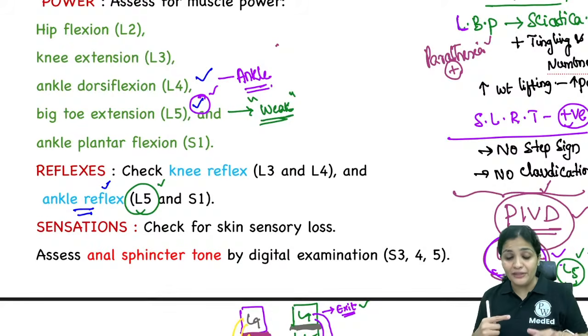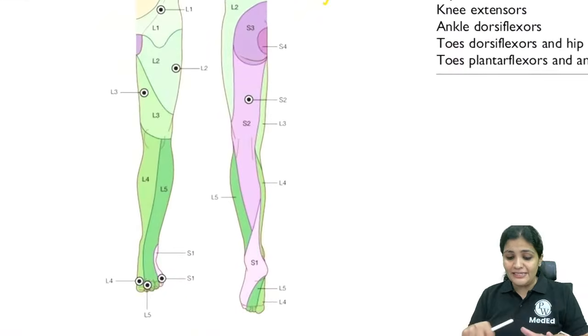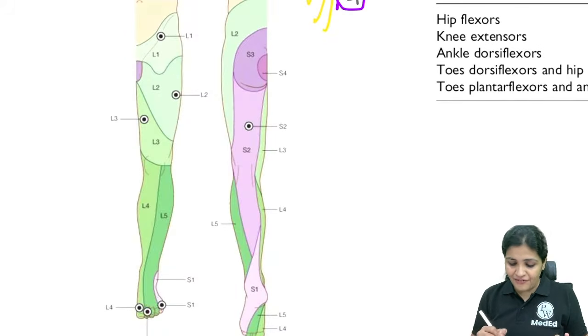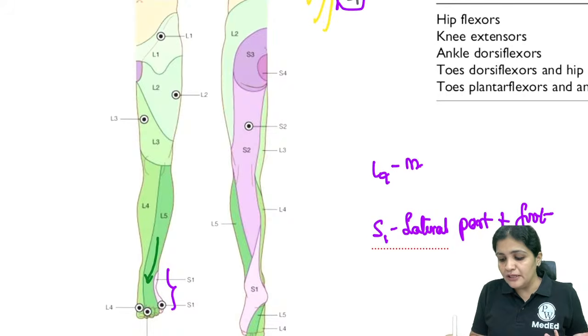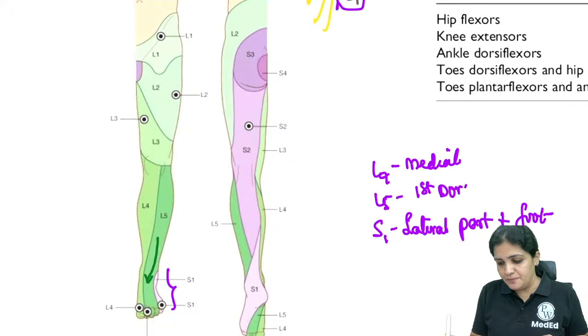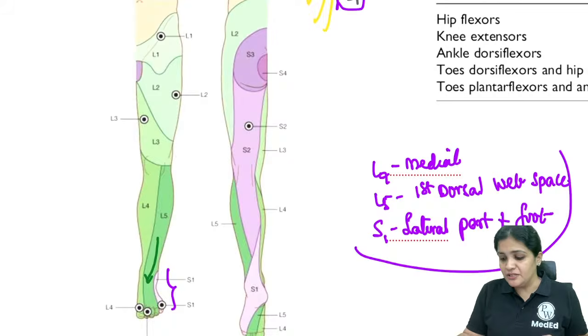And then you should also look for the sensations. If it is an L5 sensation, it is this area where the paresthesias are mainly present. And if it was S1, S1 is this particular area. S1 is usually the lateral part of the foot. So this you have to remember for the sensations. L4 is usually the medial. And L5, if you see, the first dorsal web space. So these are the areas which you have to remember for the sensations.